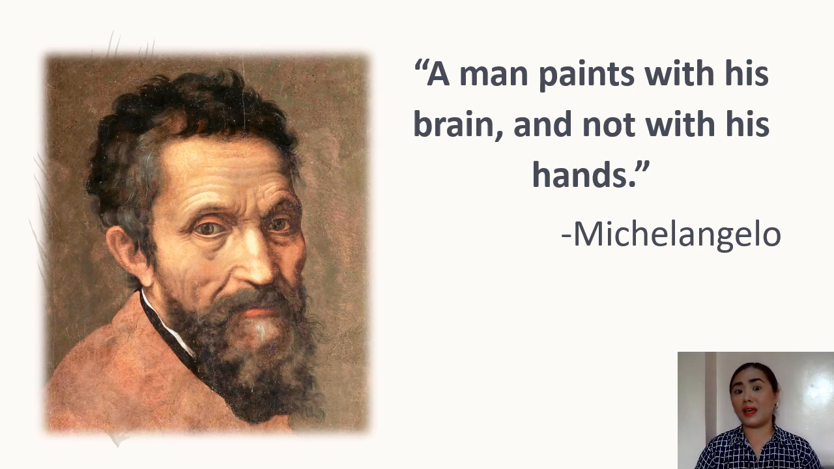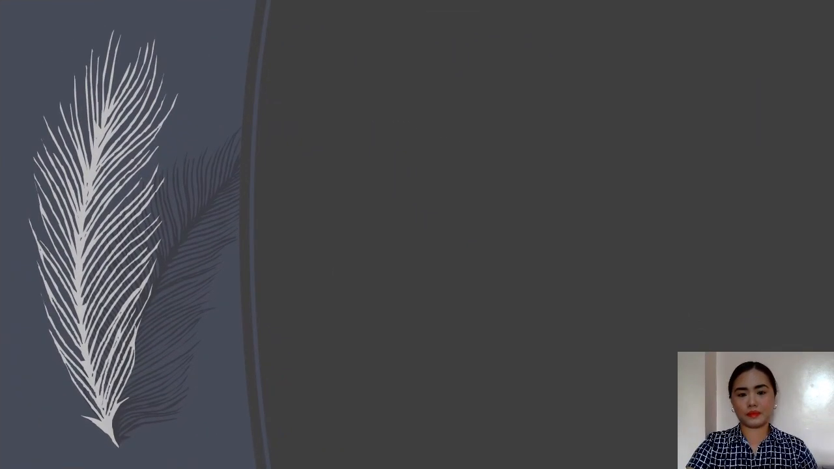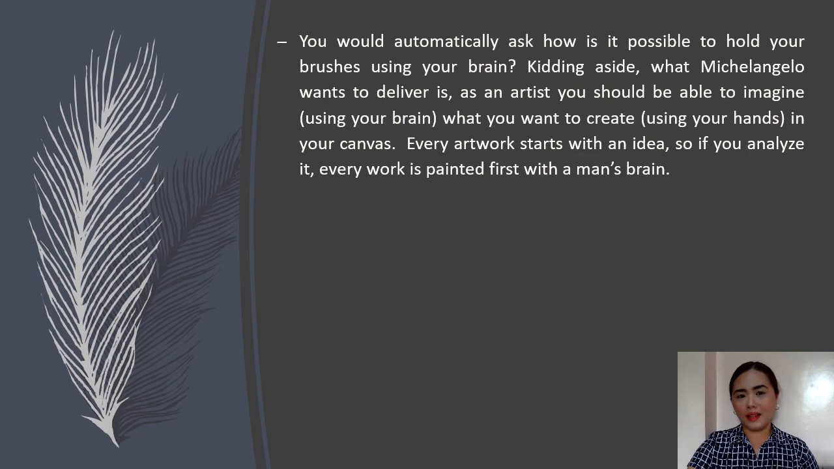Now, what is the meaning of this quotation? Now you would automatically ask, how is it possible to hold your brushes using your brain? Kidding aside, what Michelangelo wants to deliver is, as an artist, you should be able to imagine using your brain what you want to create using your hands in your canvas. Every artwork starts with an idea. So if you analyze it, every work is painted first with a man's brain.